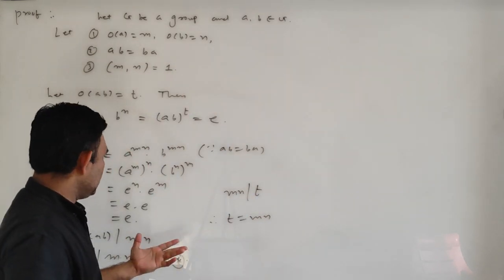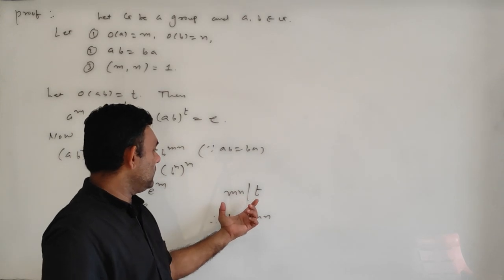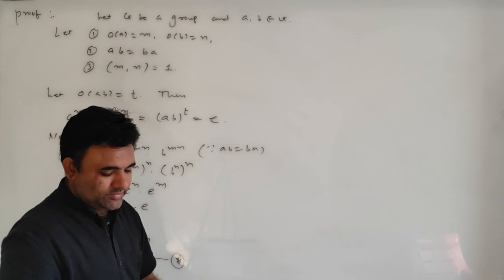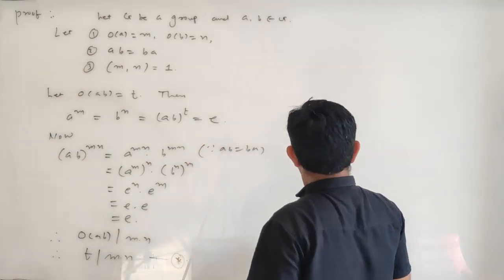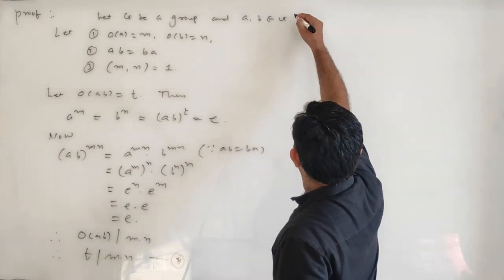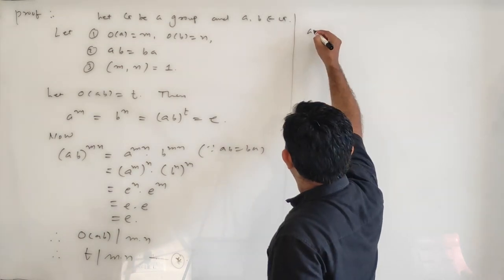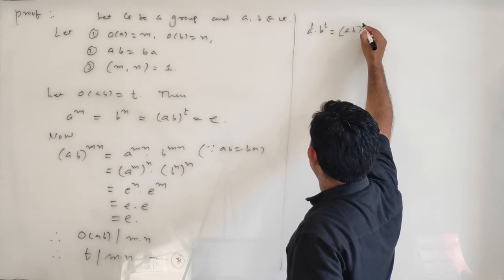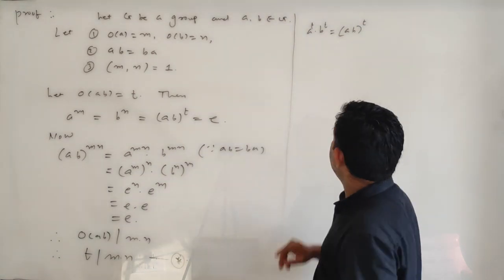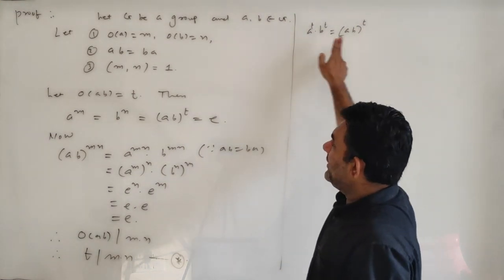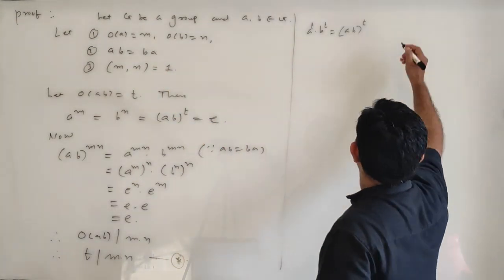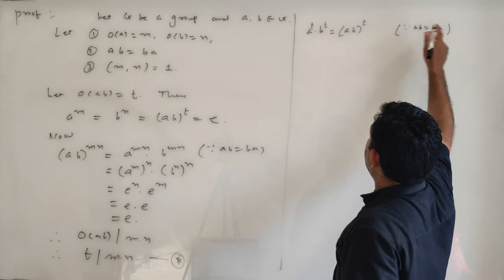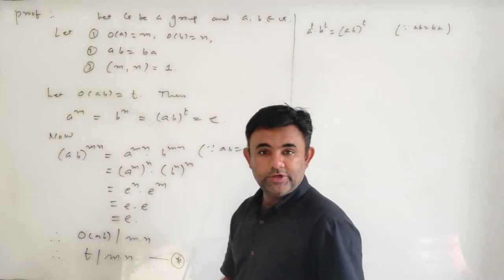So our next job is what? We have to prove that mn divides T. So how do we prove this? Let me start in this way. You start with A raised to T into B raised to T, but that is what? I can write it as AB raised to T. Why? Because AB is equal to BA. Let me give the reason: because AB is equal to BA, I can write AB raised to T.